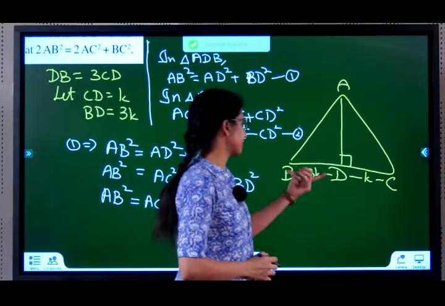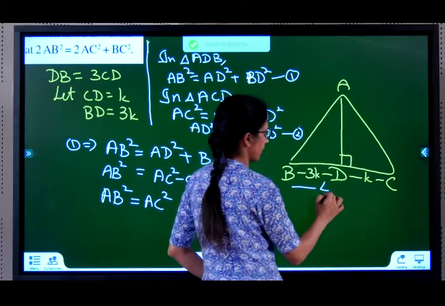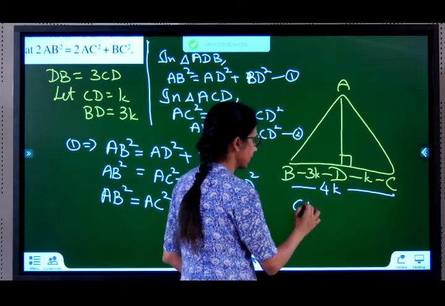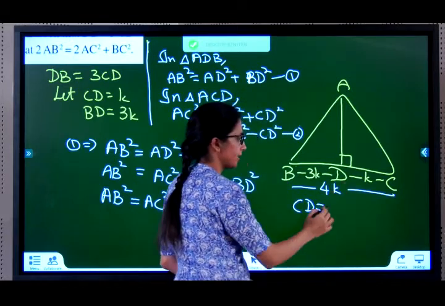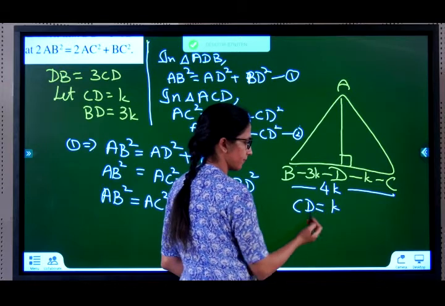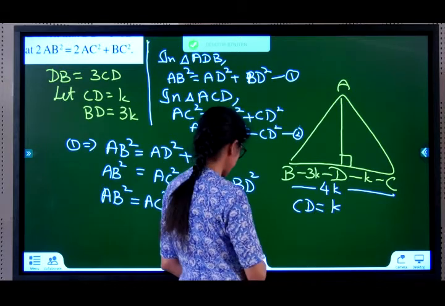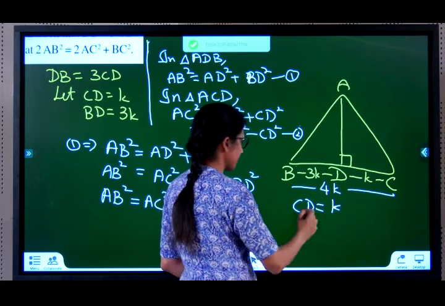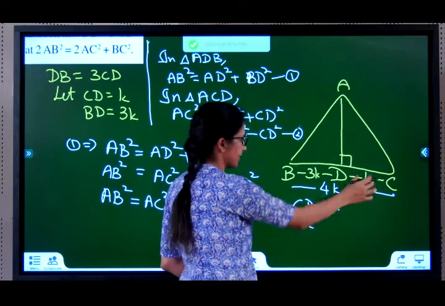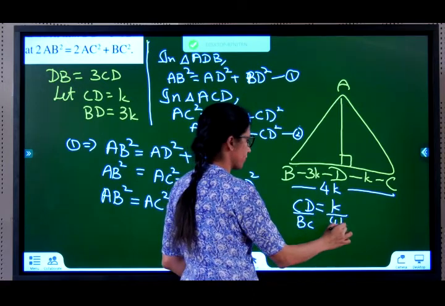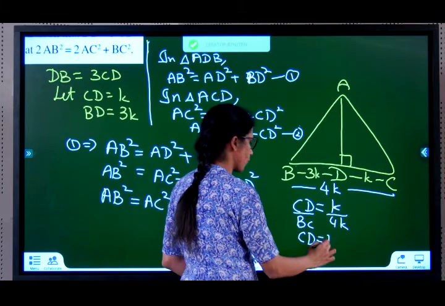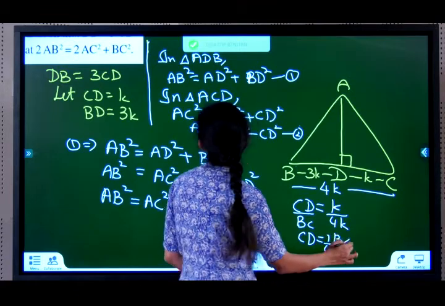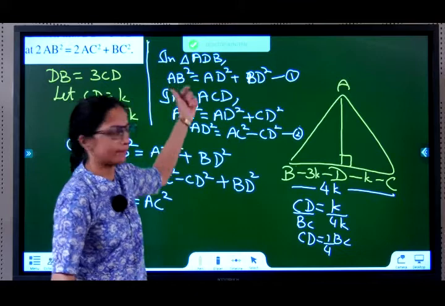What is CD with representation? This whole thing is 4K. What is CD? CD is nothing but K. What is CD by BC? K by 4K. CD is 1 by 4 BC. Why am I doing this? Because I want BC.